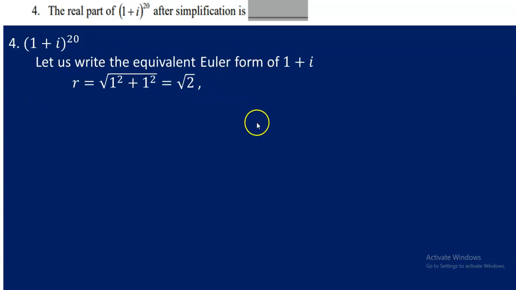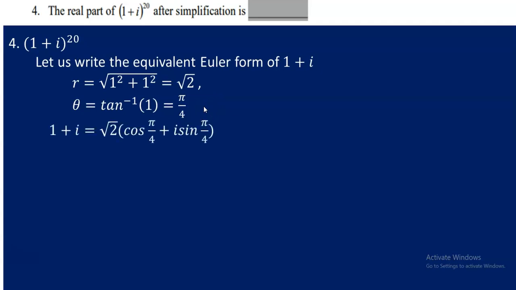Now according to Euler form, we need to determine the argument of this one. And the argument is obtained by taking tan inverse of the ratio of the imaginary part with the real part. And this makes 1 over 1, which actually is 1. So tan inverse of 1 makes pi over 4. So we know what r and theta are here. So we can now write the equivalent Euler form for 1 plus i. It's going to be radical 2 times (cosine pi over 4 plus i sine pi over 4). Basically, this is a polar coordinate form, directly obtained from this one. So its equivalent Euler form is going to be like this.